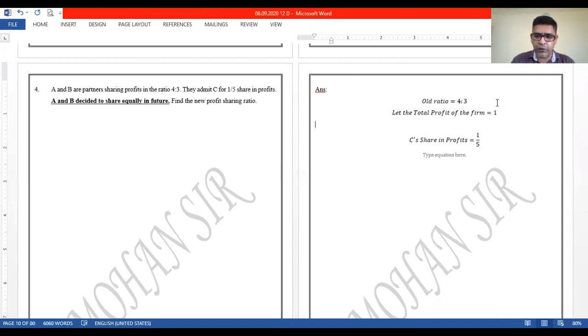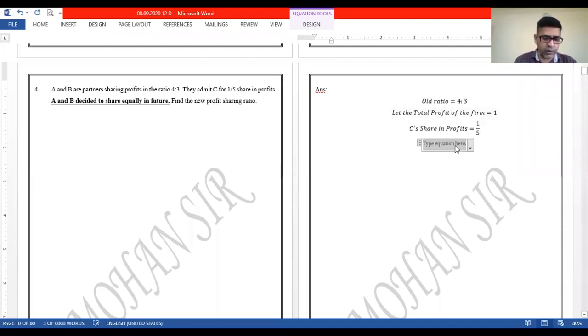Because we don't have the information about which partner has sacrificed how much, when there is no information at all, we just assume that the total profit is 1. C's share is 1 by 5. So I need to look for the remaining profit now. Remaining profit is equal to 1 minus 1 by 5, which will be equal to 4 by 5. The remaining profit has come.